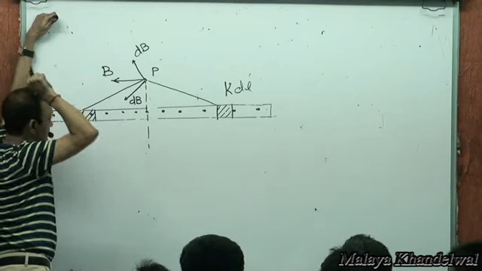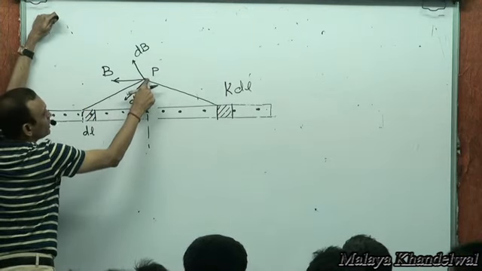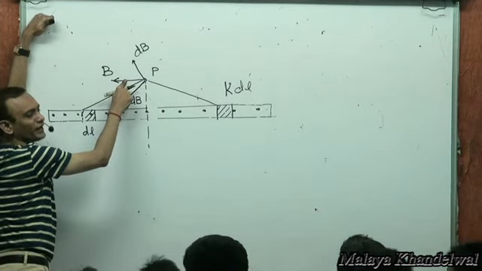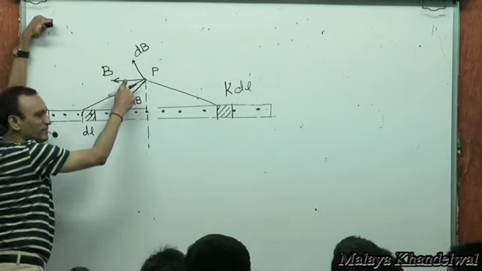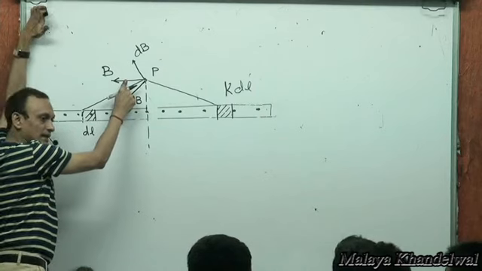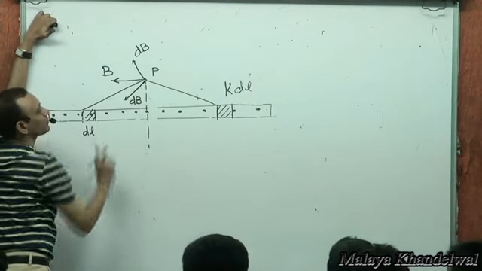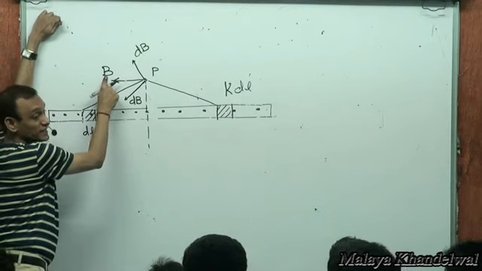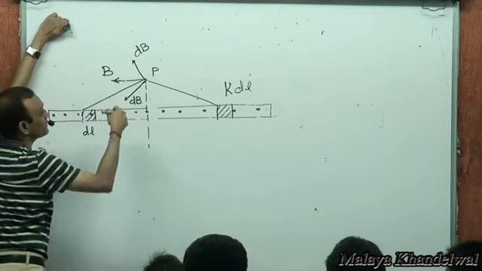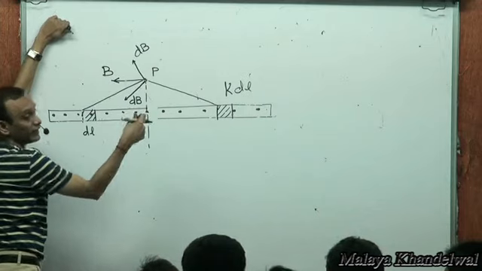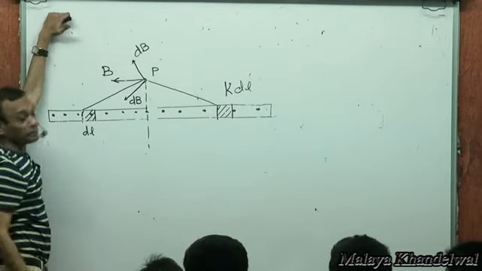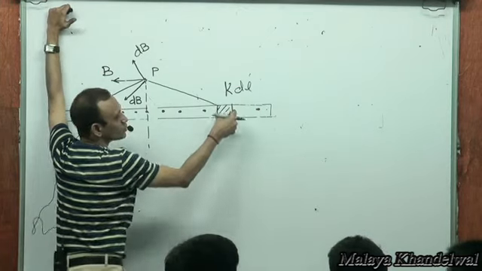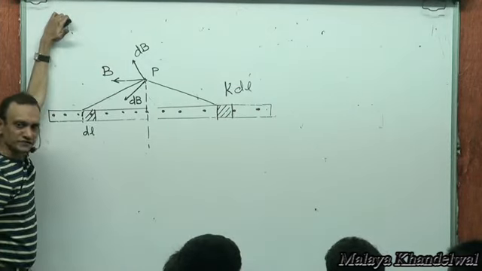And whether you take a point P here or you take a point P here, because of the infinite character of the sheet, B will remain practically the same. Right? I want to be able to calculate B very close to this infinite sheet of current, carrying current per unit width K. This is the width dl of the sheet. So K into dl would be the current associated with this.